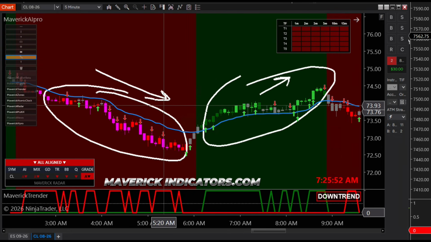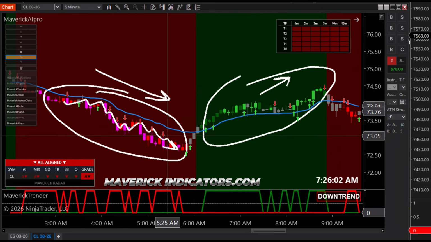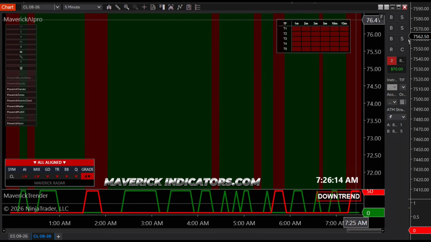The Maverick AI Pro colors your candles. Think of it like a heat map, coloring your candles to the severity of the data that we're seeing. If you see pink, it will most likely sink. If you see bright green, it might just fly right off your screen. These are huge moves. I'm just squishing my chart to get it all in here. So pretty good stuff.